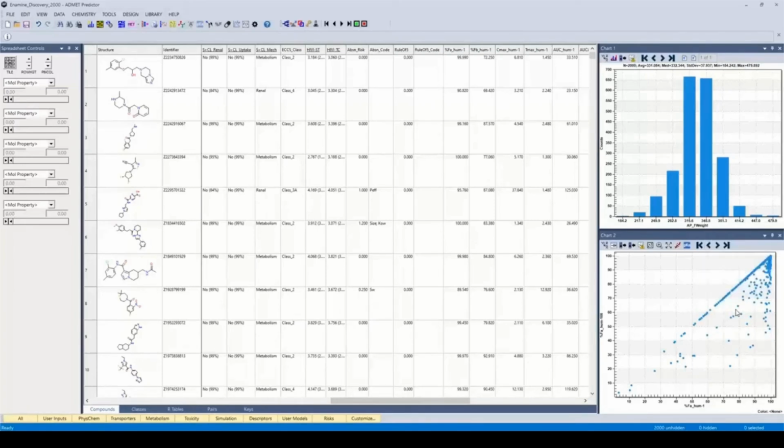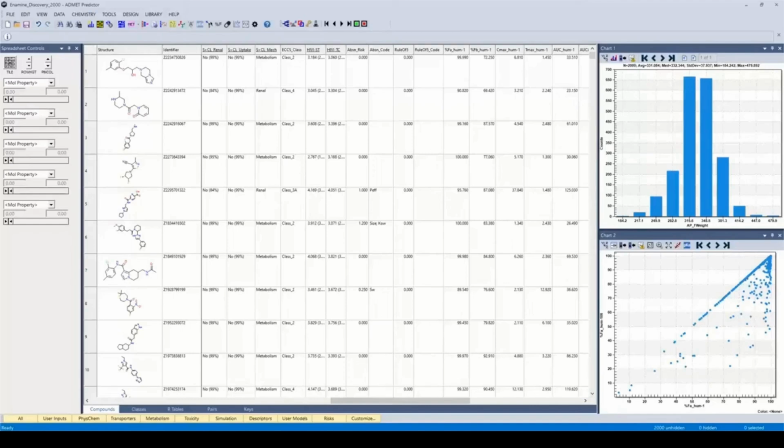And to the extent that it is, the %FA at the higher dose of 100 milligram is always lower than the %FA at 1 milligram. Of course, the higher the dose, the lower the predicted fraction absorbed.